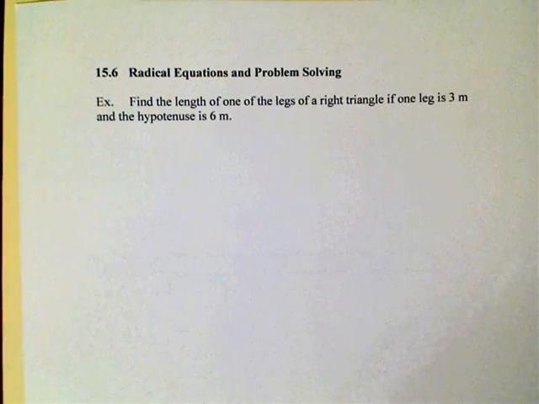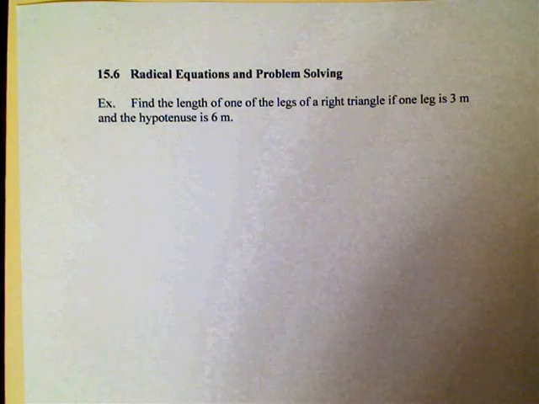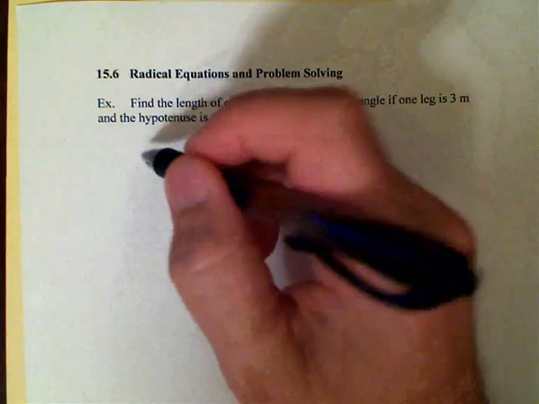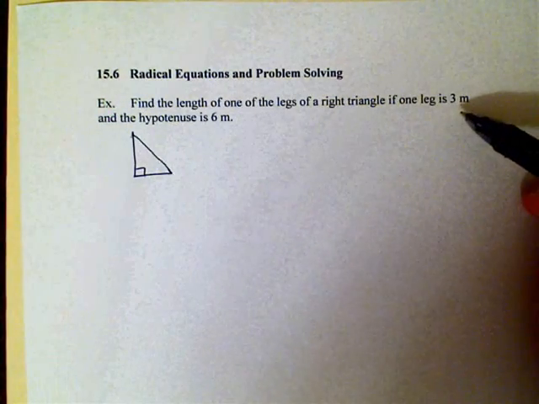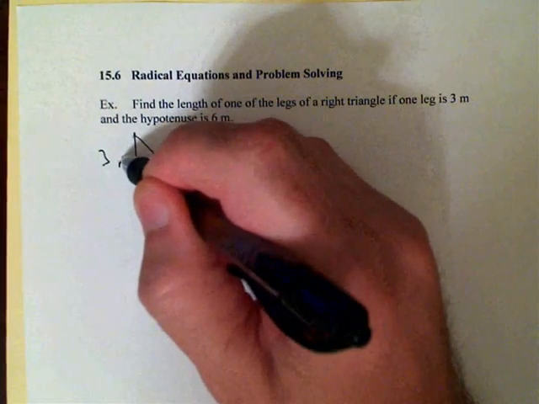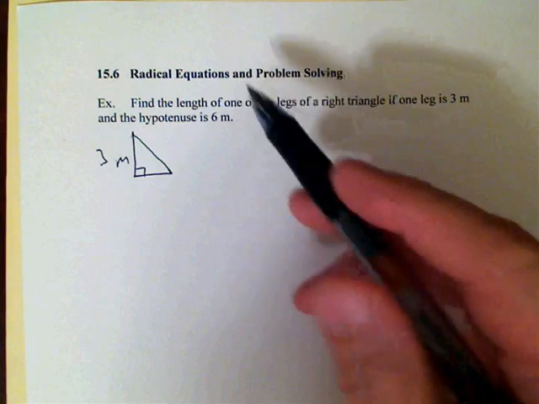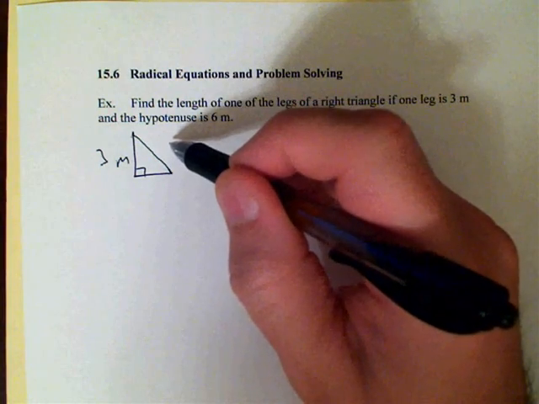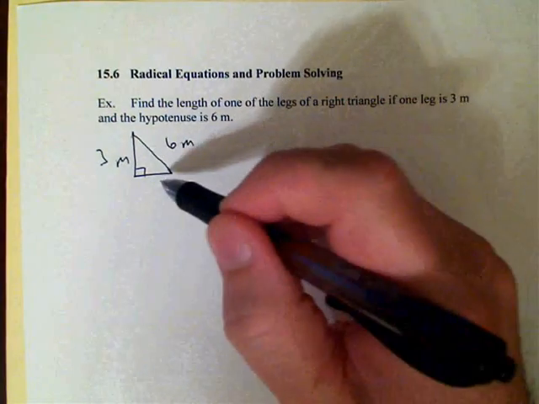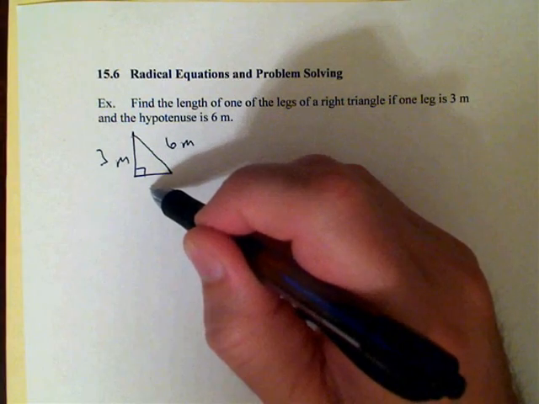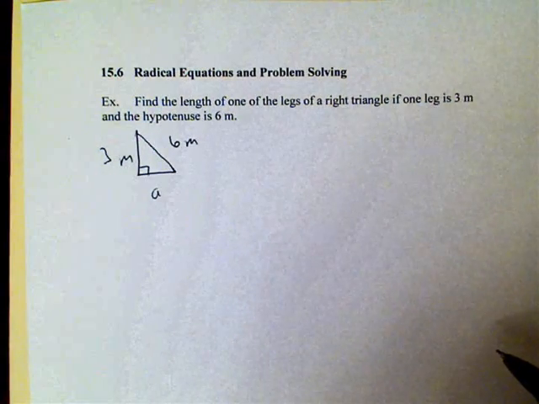Now let's look at this example. Some people think, it's the same. It's not. I'm going to draw a right triangle. It says one leg is 3 meters, and it says the hypotenuse is 6 meters. It's a big deal to know what these words mean. The hypotenuse is the longest side. It's always opposite the right angle. This side is 6. Now let's just call this one A. I would use B, but my B's look too much like 6's, so I'm going to use the A.